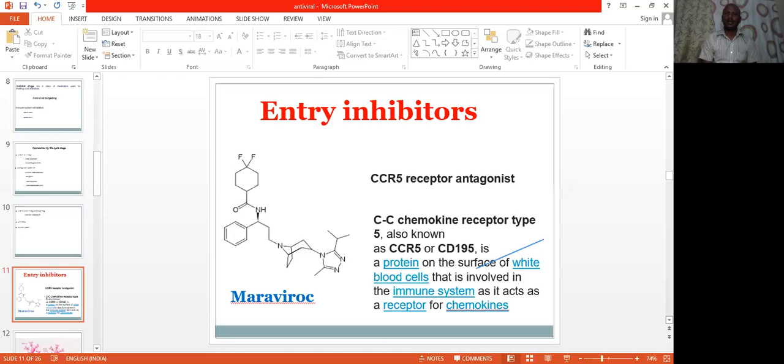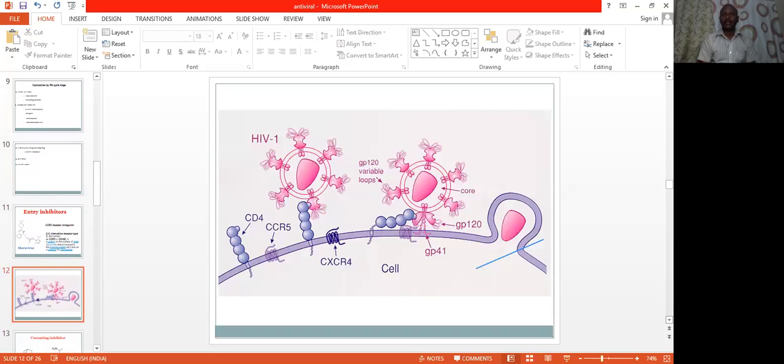CCR5 means chemokine receptor type 5, also called CD195, and it is generally present on the white blood cells, which are involved in the immune system. Maraviroc is the first entry inhibitor. How it acts: in the pink color you can see the virus particle, and on the virus particle these are the glycoproteins, which I explained in the structure of the virus. These are glycoprotein gp120.